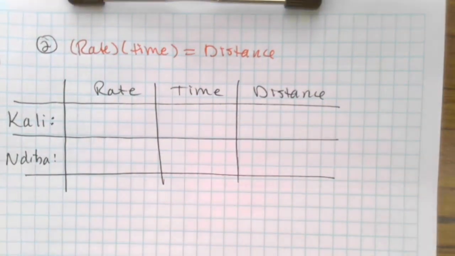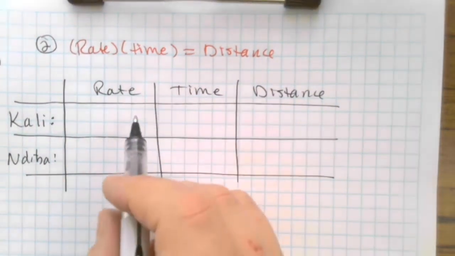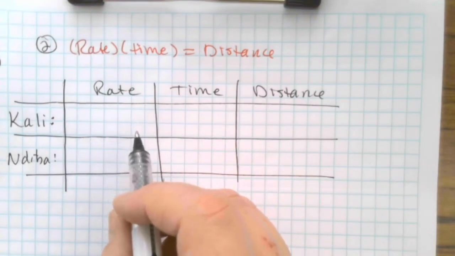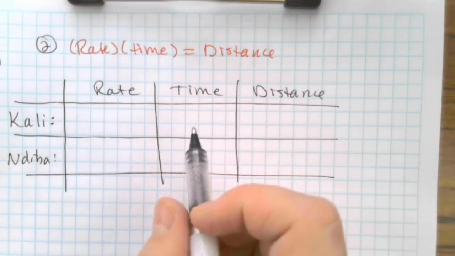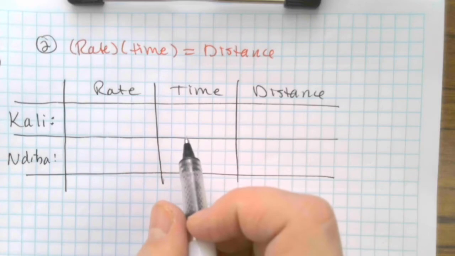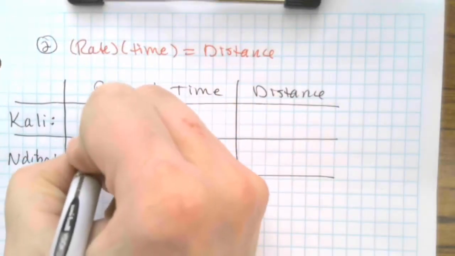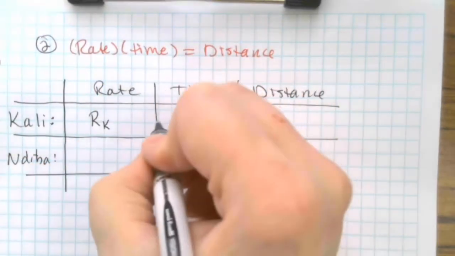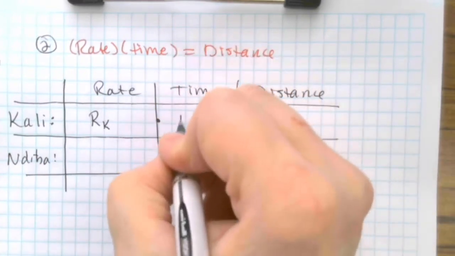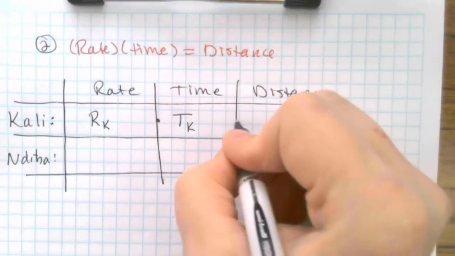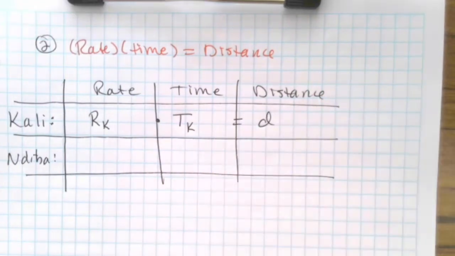Okay, so it says Kali left the White House and traveled toward the lake. We don't know her rate, so we're going to go R sub K, Kali's rate, times Kali's time, T sub K, equals, we're just going to say D for distance, because for them to catch each other, they had to both have the same distance.